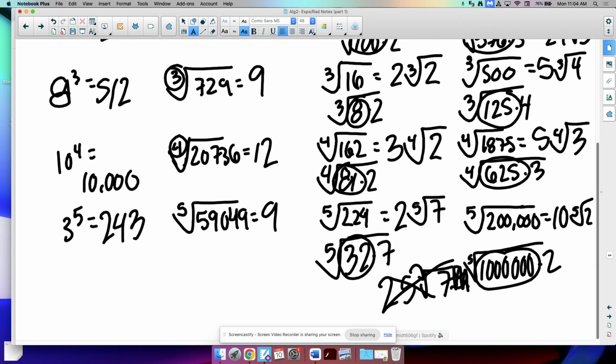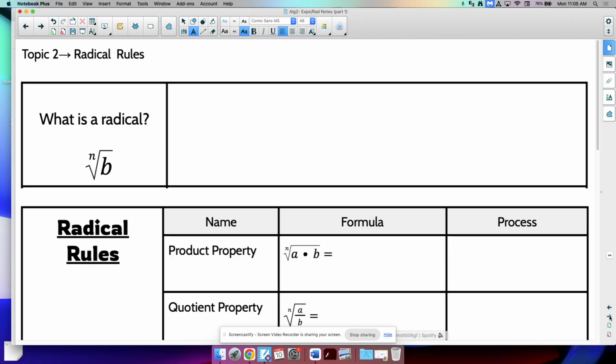So, radical rules is what we're covering today. Friday we did exponent rules. Today we are going to do radical rules. If you guys could put everything else away, that'd be cool.